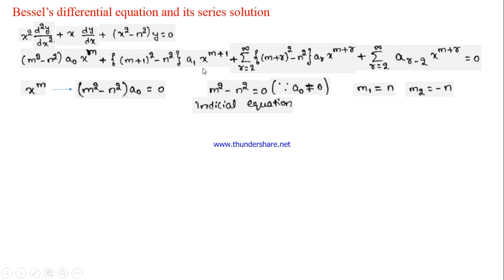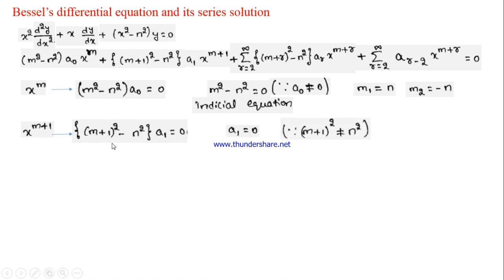Now, by equating the coefficient of x power m plus 1, we get ((m plus 1) whole square minus n square) a1 equal to 0. Since we have proved m square equal to n square here, definitely (m plus 1) whole square cannot be equal to n square. So obviously we are expecting a1 has to be 0 in this case. That's good.